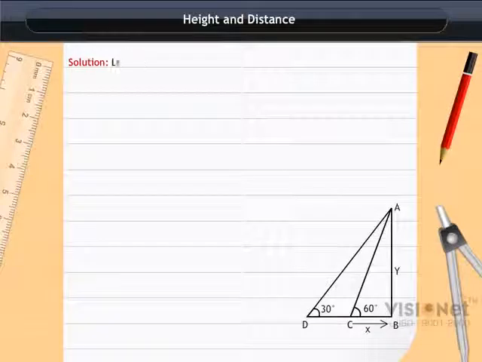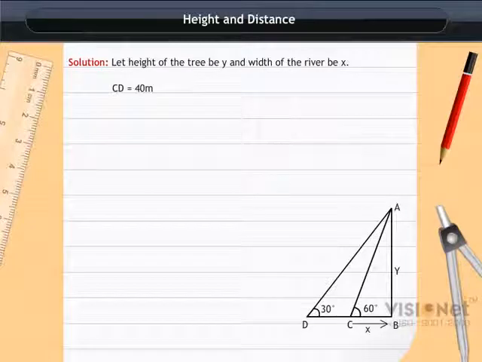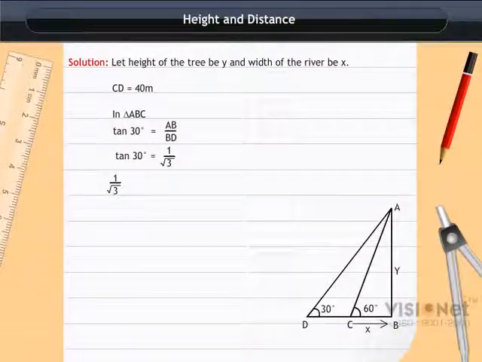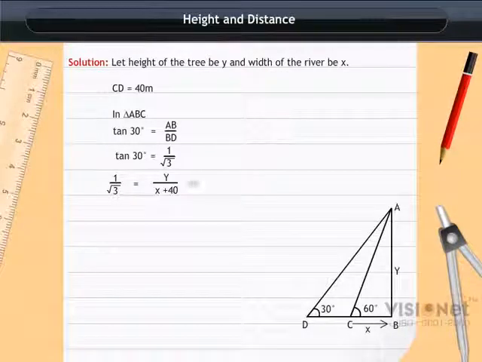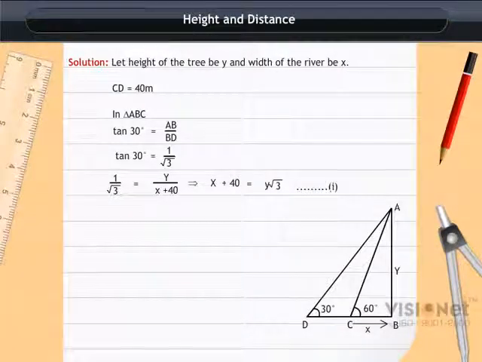Solution: let the height of the tree be y and the width of the river be x. CD is equal to 40 meters. In triangle ABD, tan 30 degrees is equal to AB by BD. As tan 30 degrees is equal to 1 by root 3, so 1 by root 3 is equal to y by x plus 40, which implies x plus 40 is equal to y into root 3. Let it be equation 1.